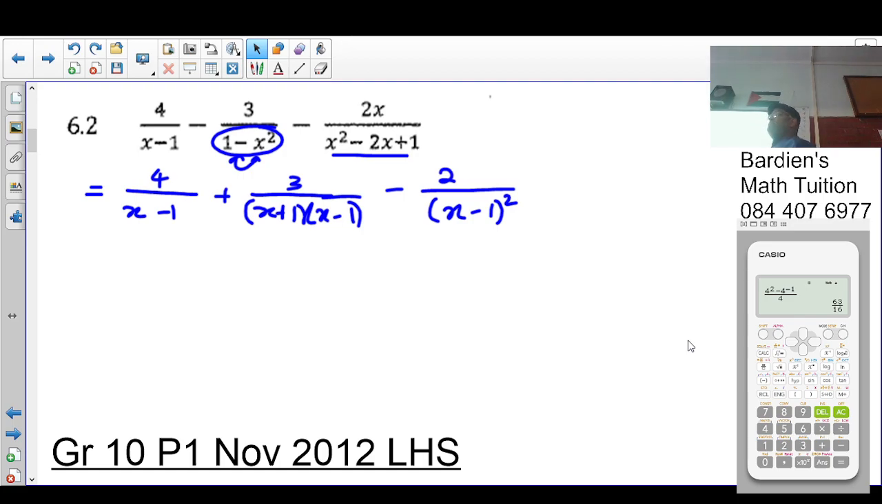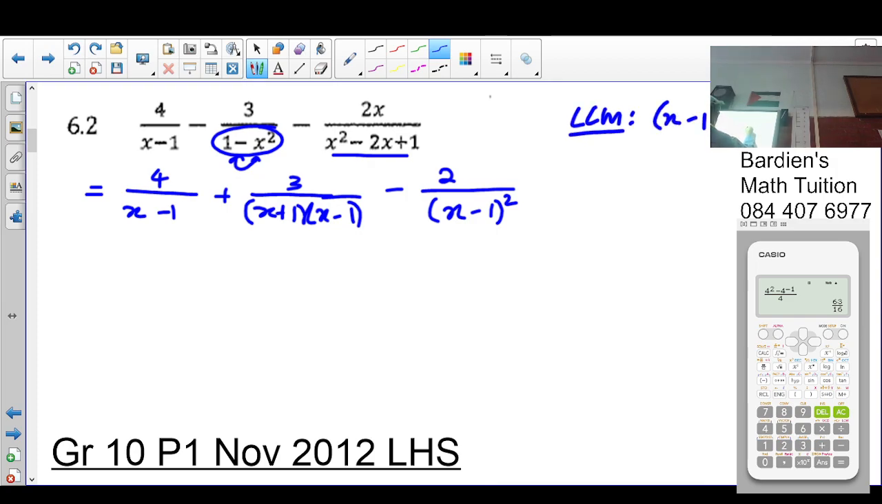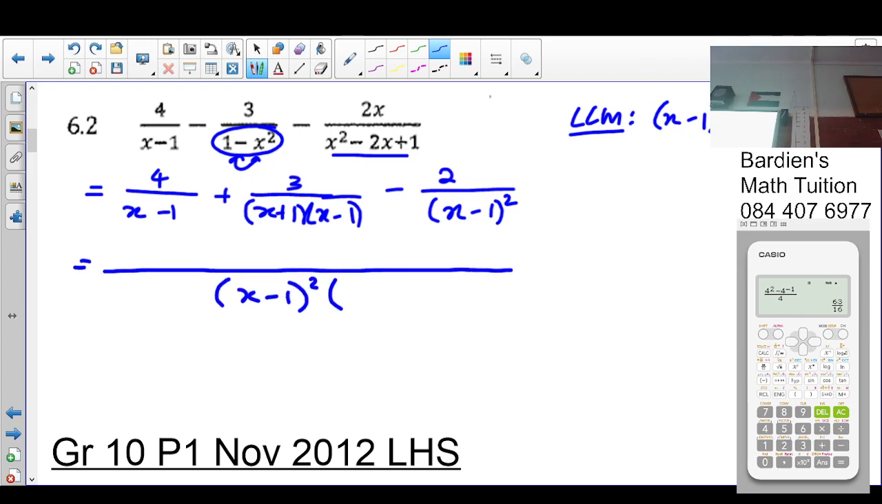What's your LCM now? The LCM is x minus 1 squared and x plus 1. Not so? So this can all be written in one denominator. When do I drop the denominator? This is an equation. This is not an equation. This is an expression. We ask ourselves, okay, what must this be multiplied by to get the LCM? x minus 1, x plus 1, which is the same as x squared minus 1. You all agree?